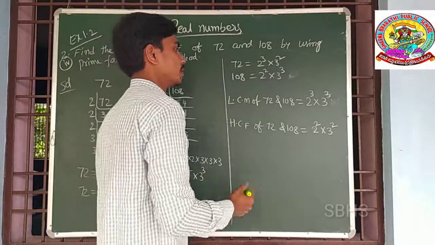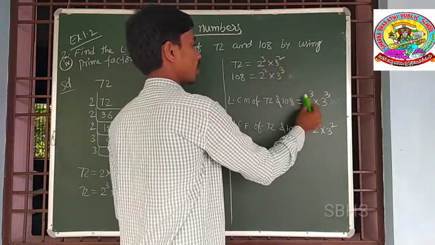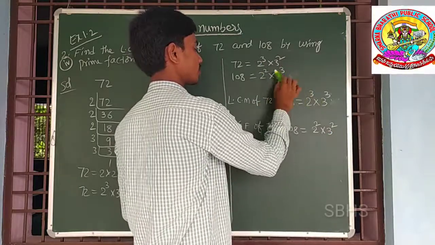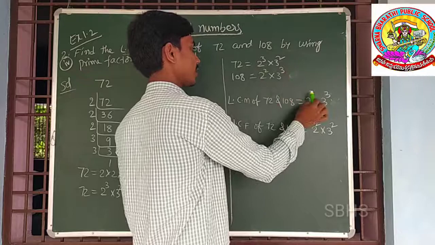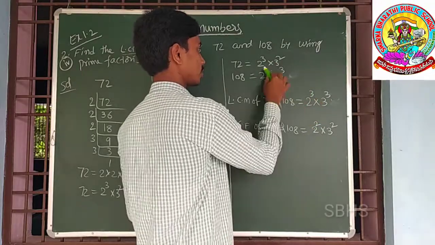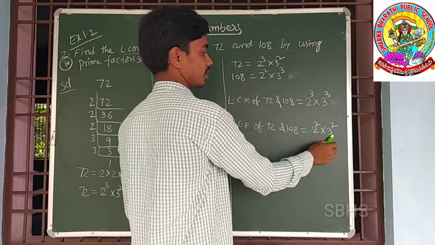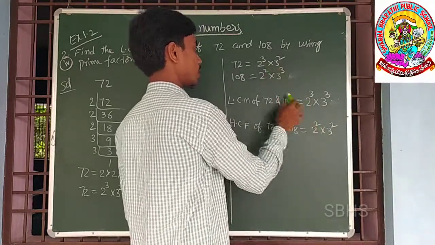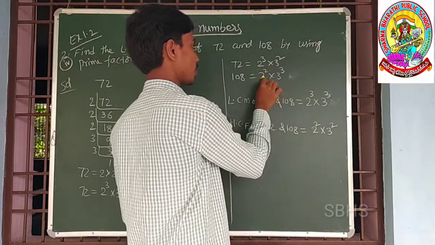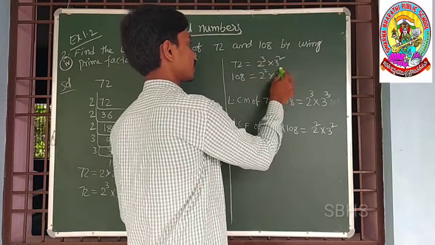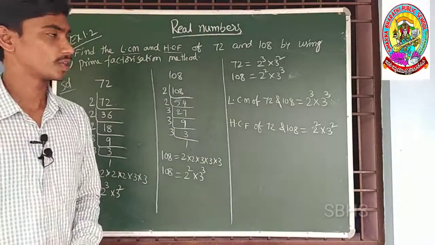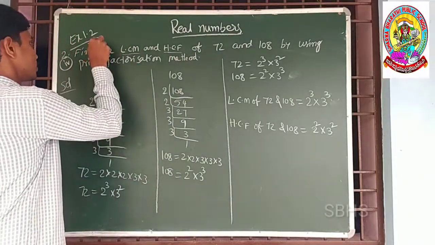Once again I repeat: for the LCM, you have to write all the numbers in the products, here 2 and 3 only, and write the highest power in both. Next, for the HCF, you have to write only the common terms. Next you have to choose the lowest possible powers. Here 2 square is the lowest possible power in both and 3 square is the lowest possible power in both. This is very important.